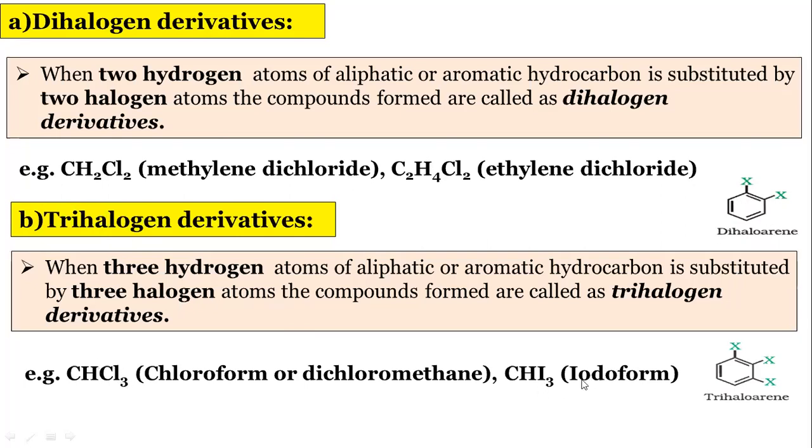In case of iodoform, three hydrogens are replaced with three iodines. And see, this is an example. X means any halogen we can put here: fluorine, chlorine, bromine. Three hydrogens of the aromatic system are replaced with three halogens. So it is called trihalogen derivatives.